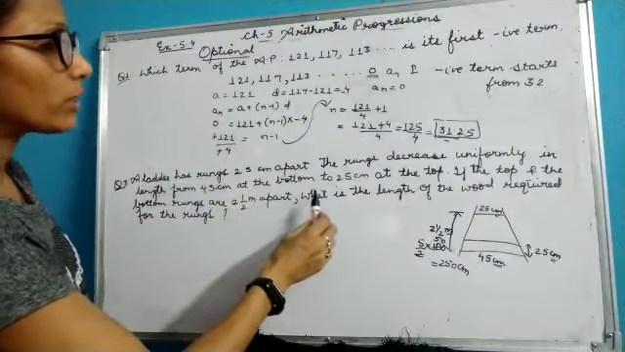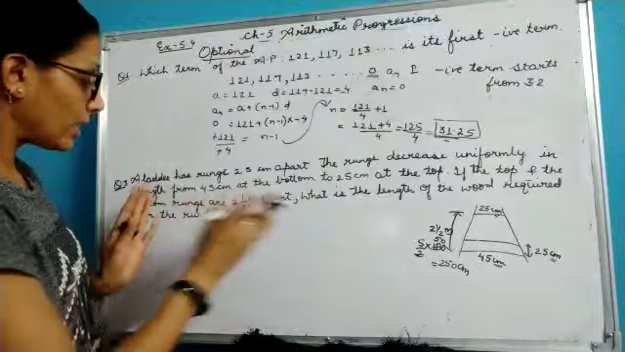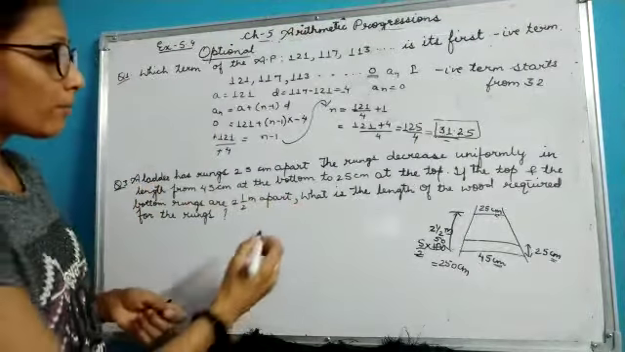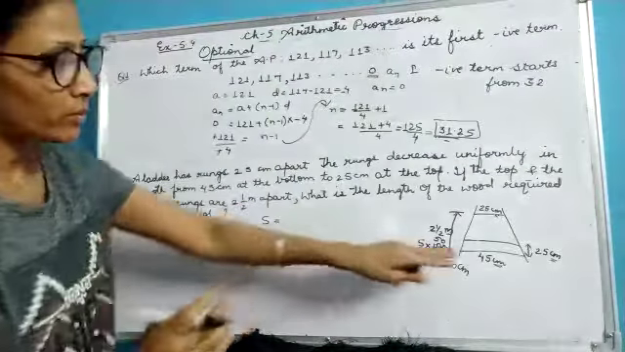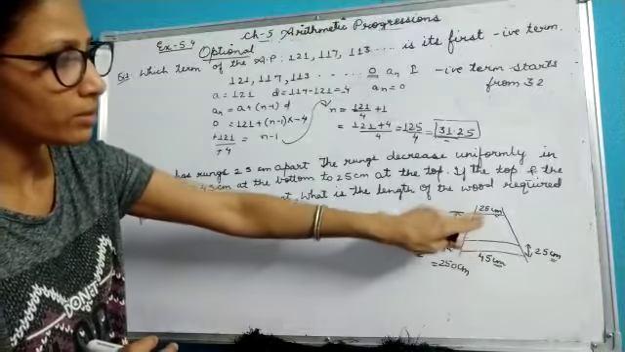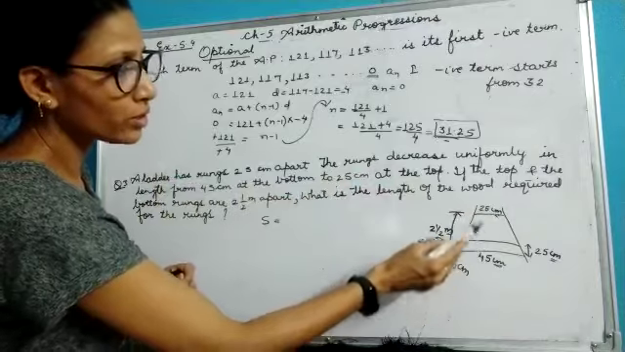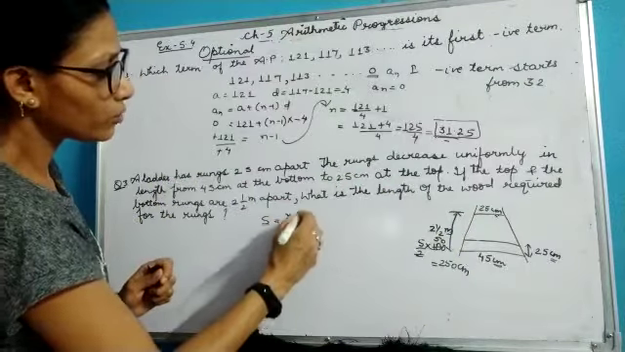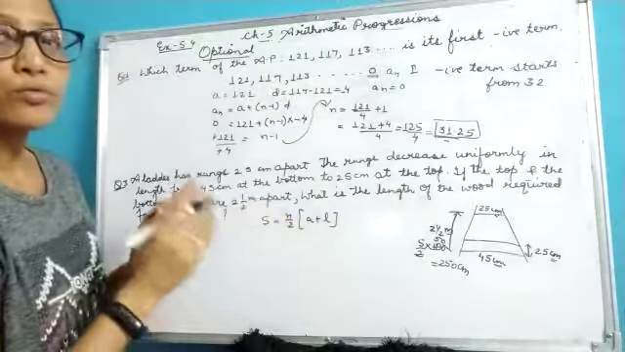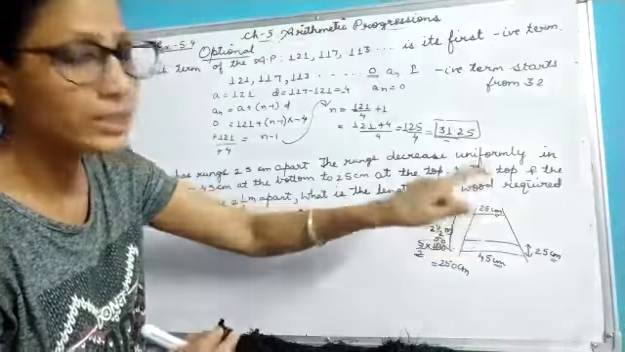Now what you need to calculate is the length of the wood required for the rungs. Length of the wood means you need to calculate the sum. But the sum formula: you know this is your first rung and this is your last rung. That means this is your first term and this is your last term. Whenever you know the first and the last term, you can apply this formula with a plus l. But what is n over here? For that n we need to calculate how many rungs are present in this ladder.